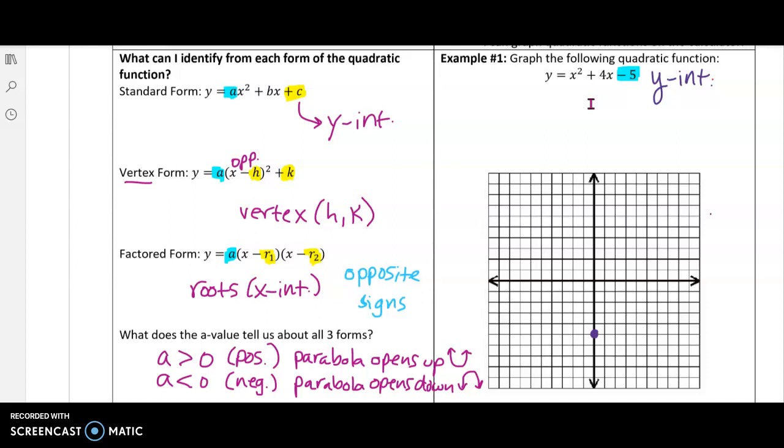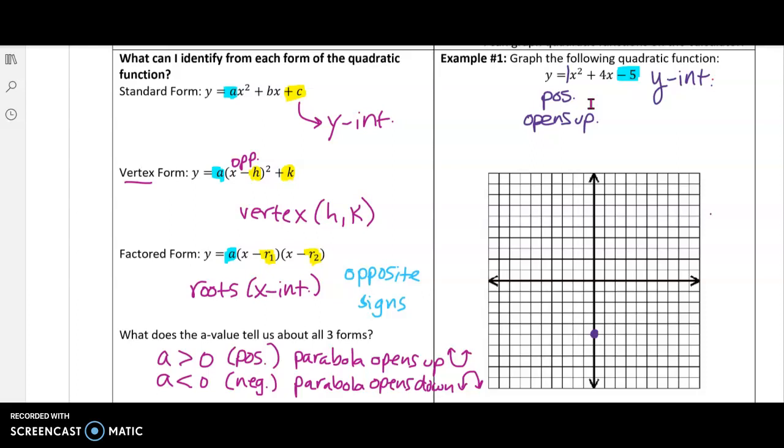So how do we get anything else? We also know that it opens up because the a value is positive, right? So that means it opens up. Now I'm going to show you a way to get a point by hand, and then I'll also show you how to get points on a calculator.